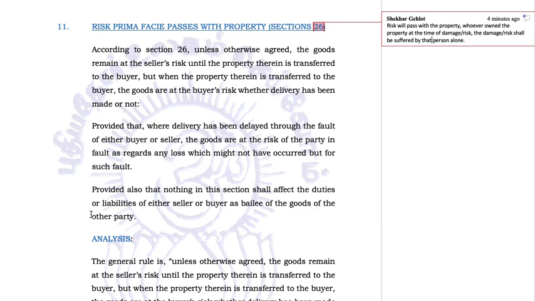Now, the property in the goods has definitely passed to the buyer, but the risk will still remain with the seller because they are in the care and custody of the seller, and the seller has himself assumed that care. If something happens due to the fault of the seller, the seller will bear the risk. But if something happens due to no fault of the seller and no fault of the buyer as well, then the risk shall lie with the buyer.